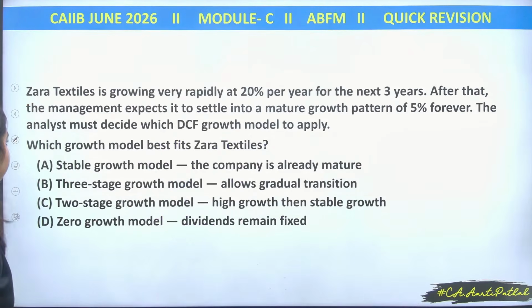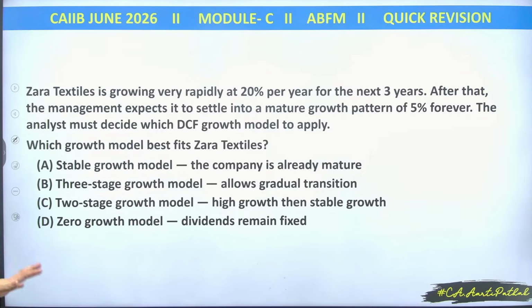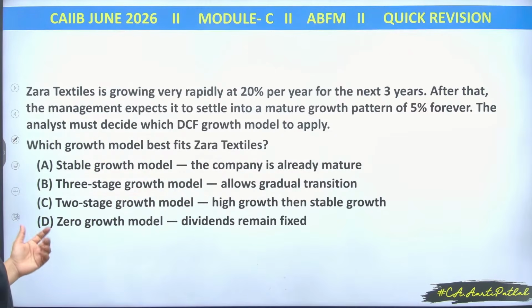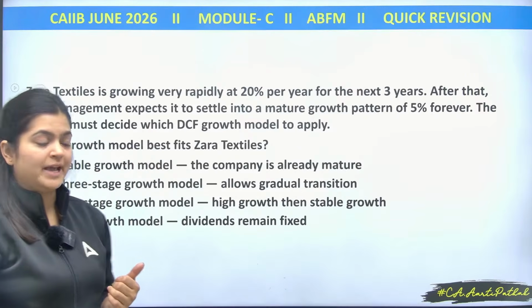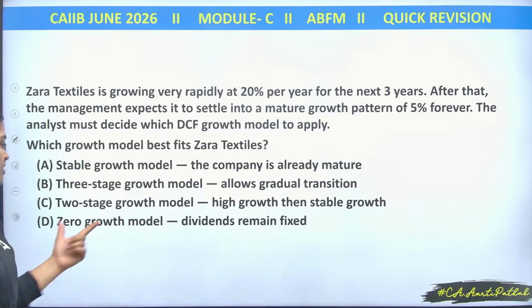Okay, next. Zara Textiles is growing very rapidly at 20% per year for the next 3 years. Now, after that, the manager expects it to settle into a mature growth pattern of 5% forever. Now, the analyst must decide which DCF growth model to apply. Which growth model are they going to select? Tell me, stable growth model or 3-stage growth model, 2-stage or 0 growth model? Here you need to identify which method Zara Textiles will select.